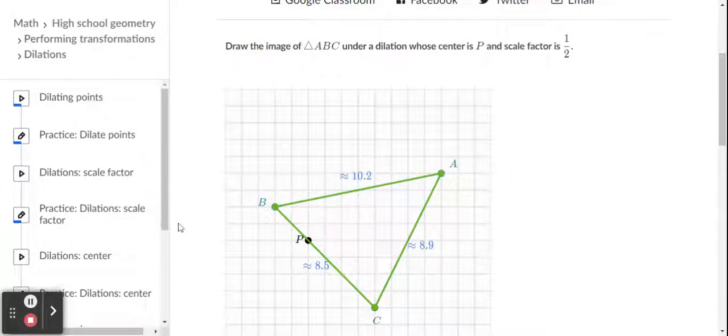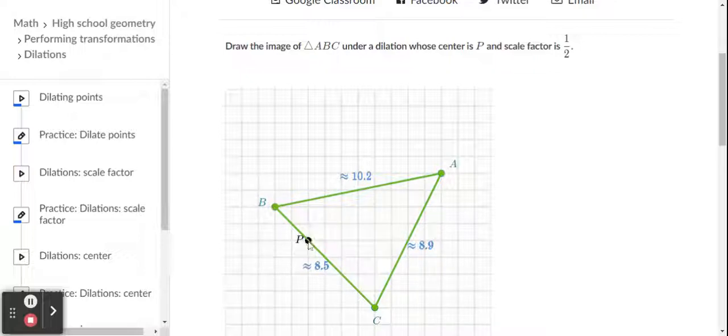All right, here's a Khan Academy problem where the scale factor is 1/2. So let's remember, if the scale factor is 1/2, then the shape is going to get smaller. Really what's happening is every point will be half as far away from the origin as it used to be. And so the way I like to do these problems is I like to count from the origin to the point and then cut that in half. So here's what I would do.